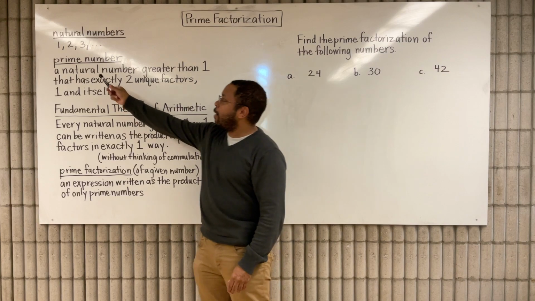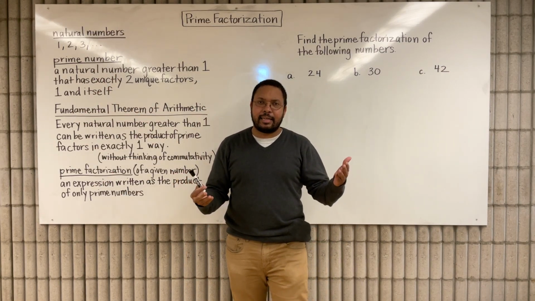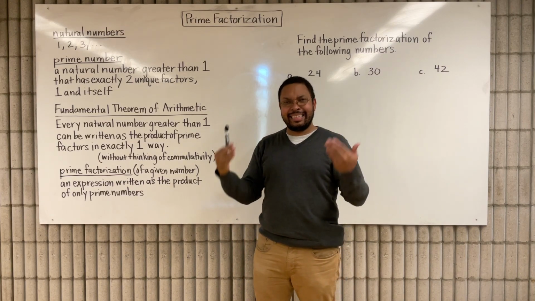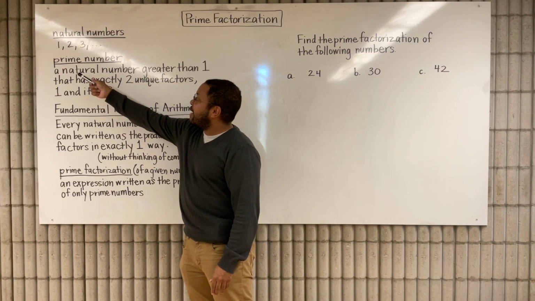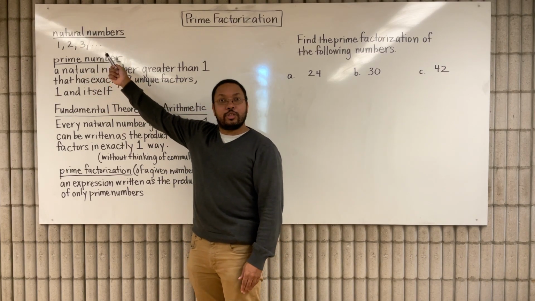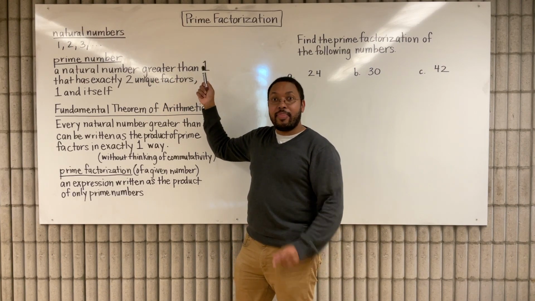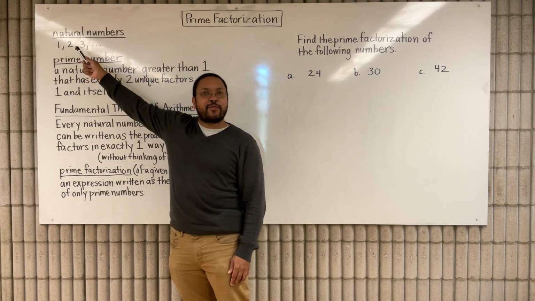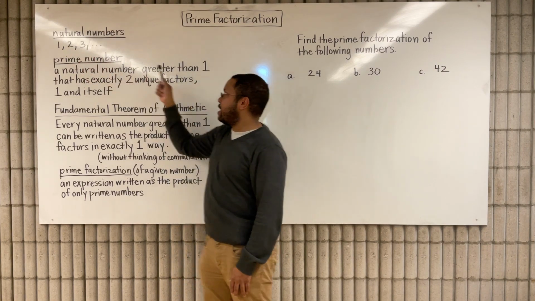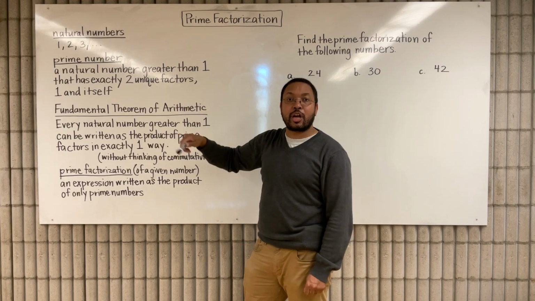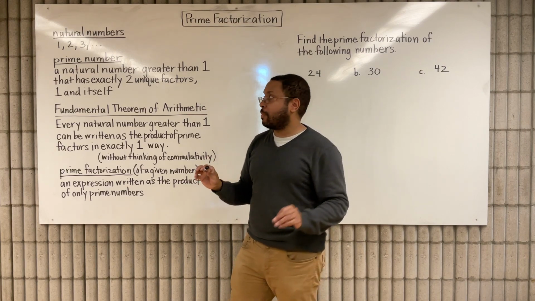Okay, so let's talk about what a prime number is. You've probably heard this idea of prime and composite in the past, but let's talk about exactly what a prime number is. A prime number is a natural number, so either 1, 2, 3, and so on, greater than 1. That means we're not including 1. So what's the first natural number that we could consider? 2. Okay, this is really important to understand that prime numbers are natural numbers greater than 1. So 1 is not a prime number, okay?